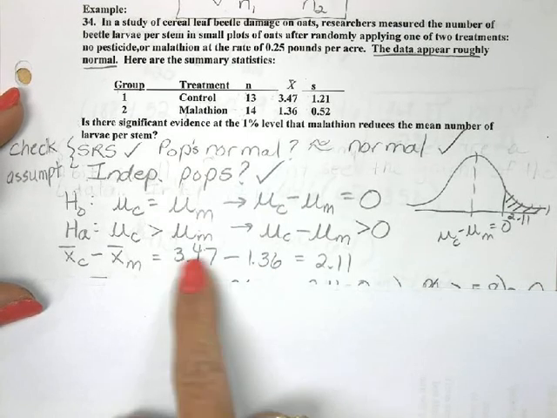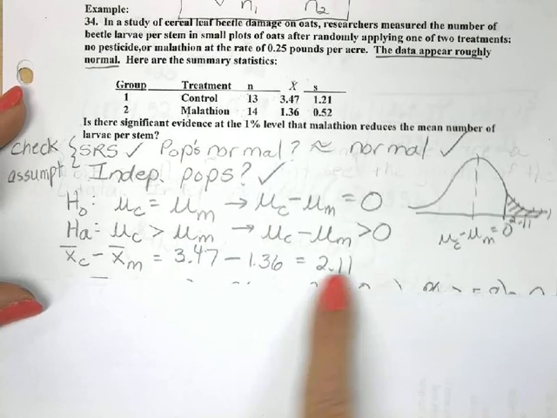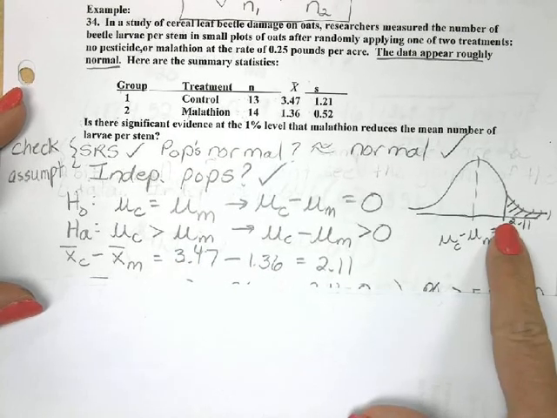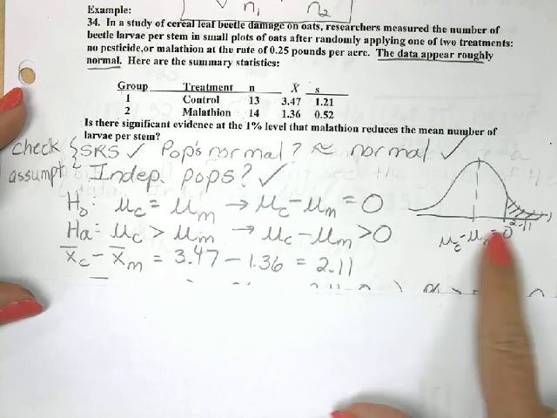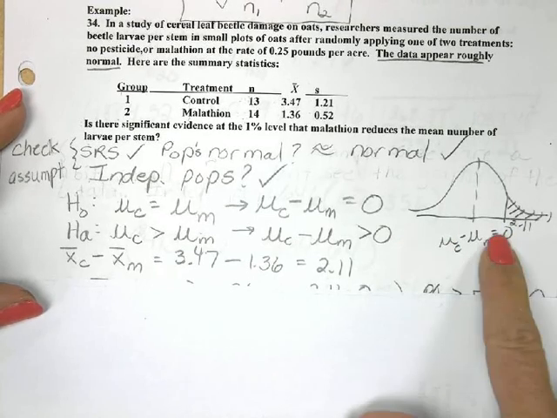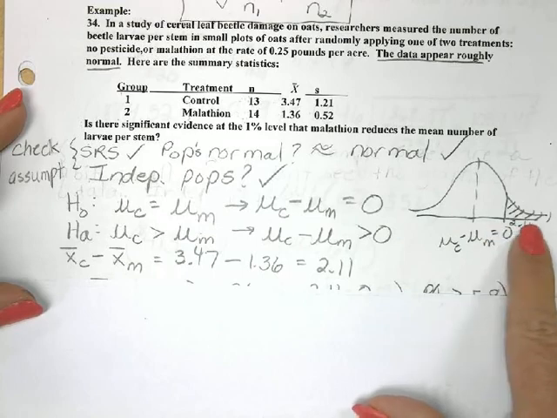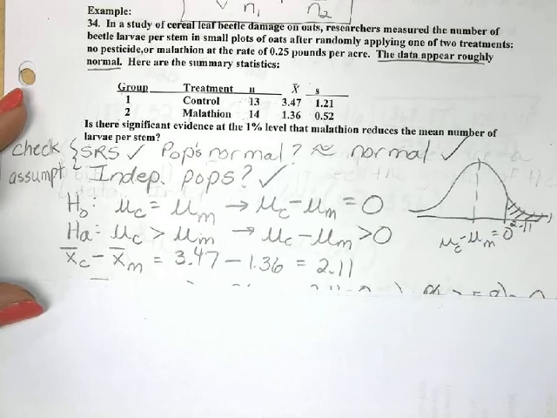So we're getting a difference of 2.11. Plop it in your picture. Now I haven't measured what the variability is for the sampling distribution yet, so I don't know if I'm very accurately placing this 2.11 down. Maybe it should be down lower, maybe it should be up higher. We'll see as we go through and calculate the test statistic.